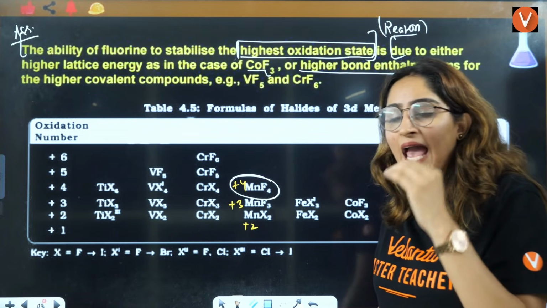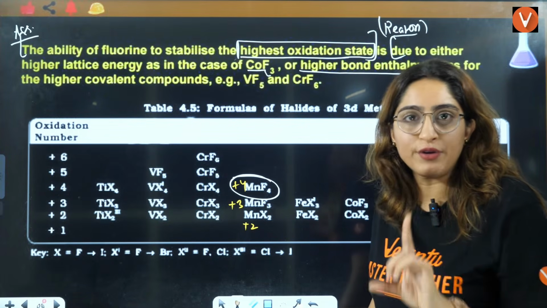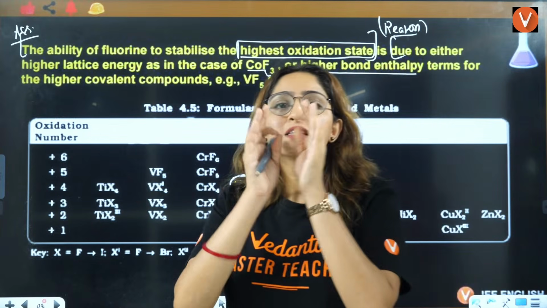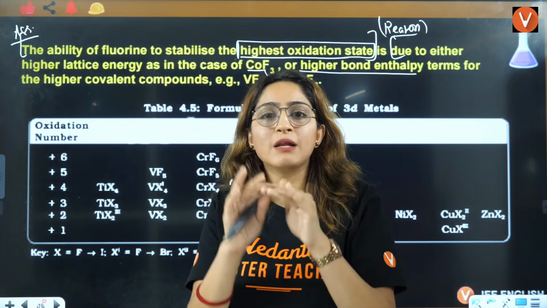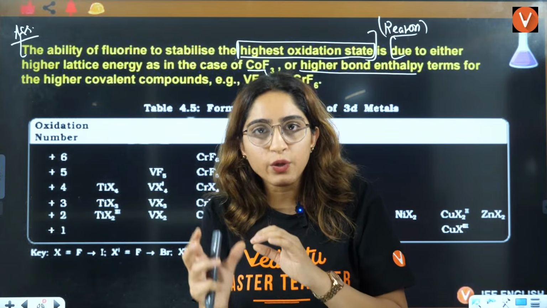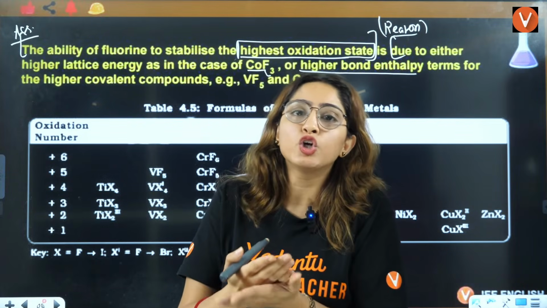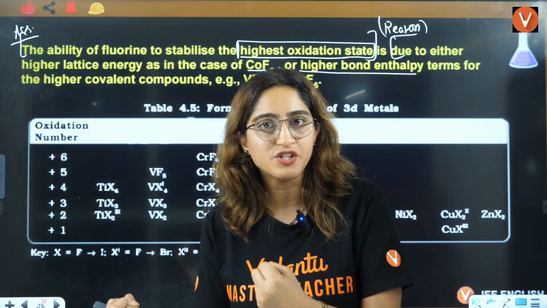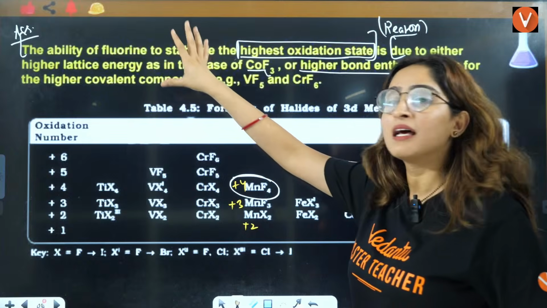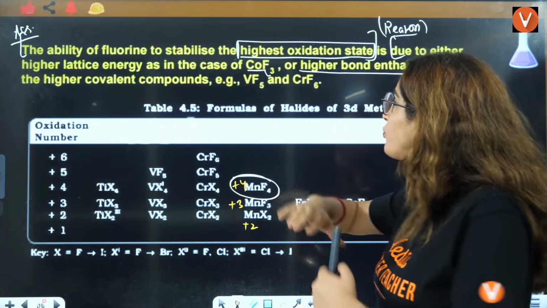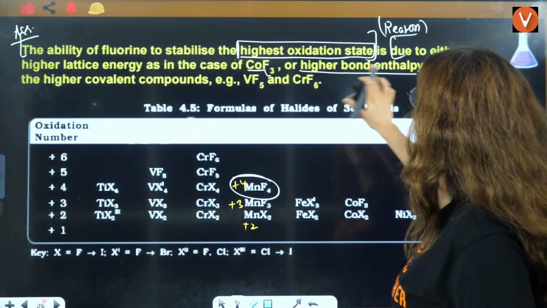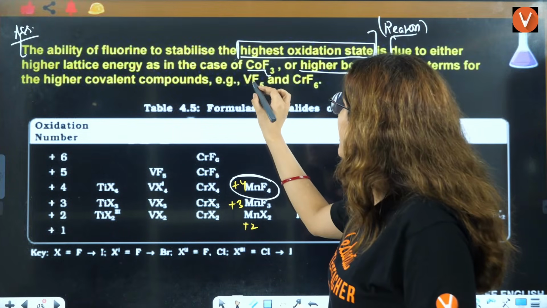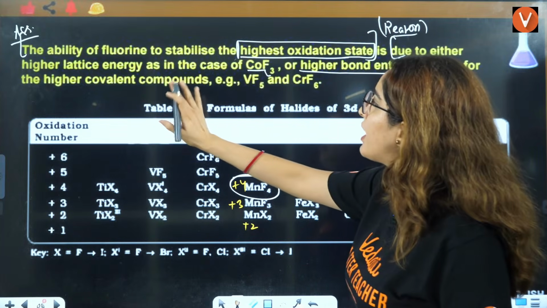Because they have a very high electronegativity difference, right? Fluorine is highly electronegative. That is why their lattice structure will be arranged in such a way that it will be very difficult to break, because of the polarity difference, they will have strong attractions, right? That is the reason their lattice structure will be very difficult to break. And in the case of covalent compounds, higher bond enthalpy is needed to break them.